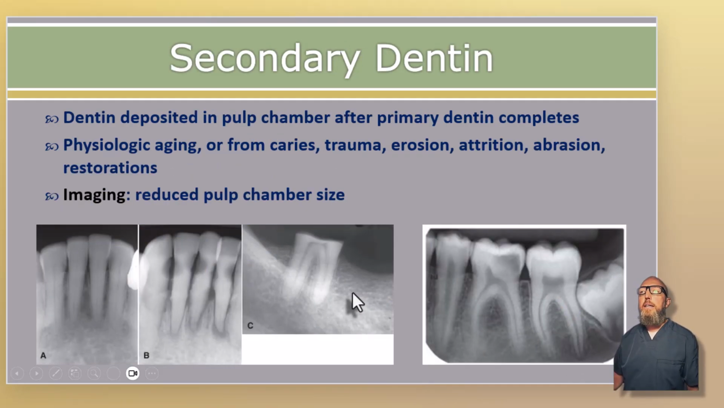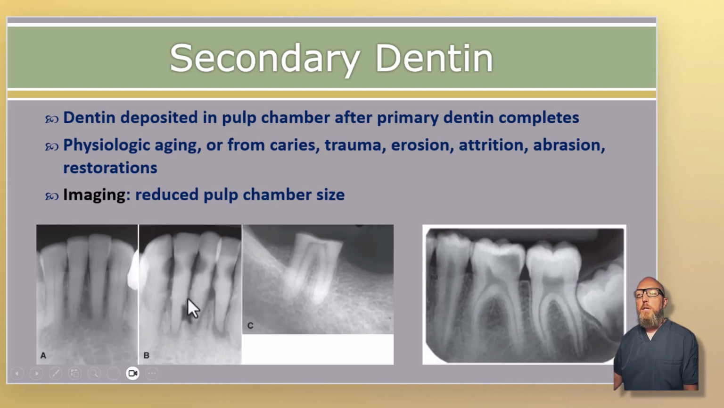Then secondary dentin is dentin deposited in a pulp chamber after primary dentin completes. And so why does this happen? Well, it does happen physiologically just over time with aging. That's one way you can age a patient. You can look and say, okay, these root canals are really narrow. Even though the teeth look full and healthy, the appearance of those root canals being so small and narrow tells me this is an older patient, an elderly patient.